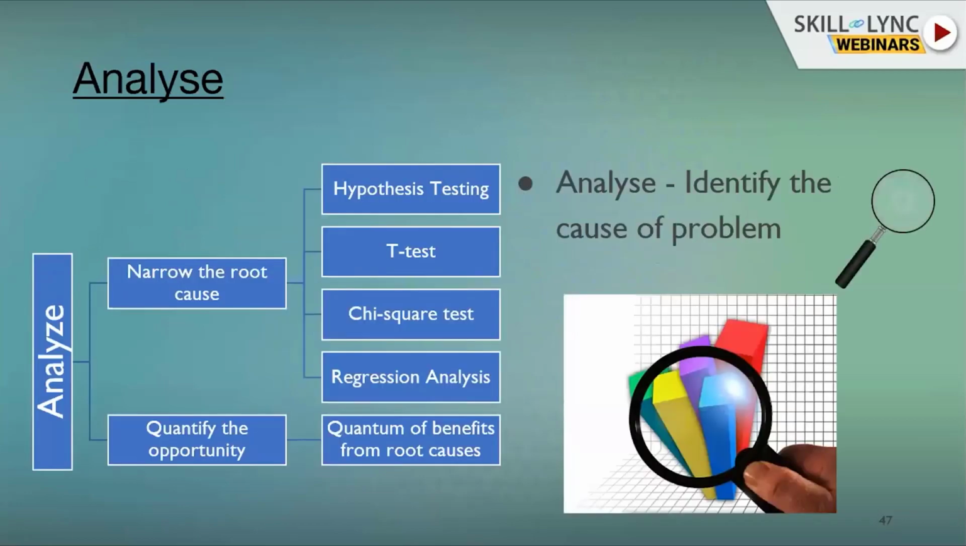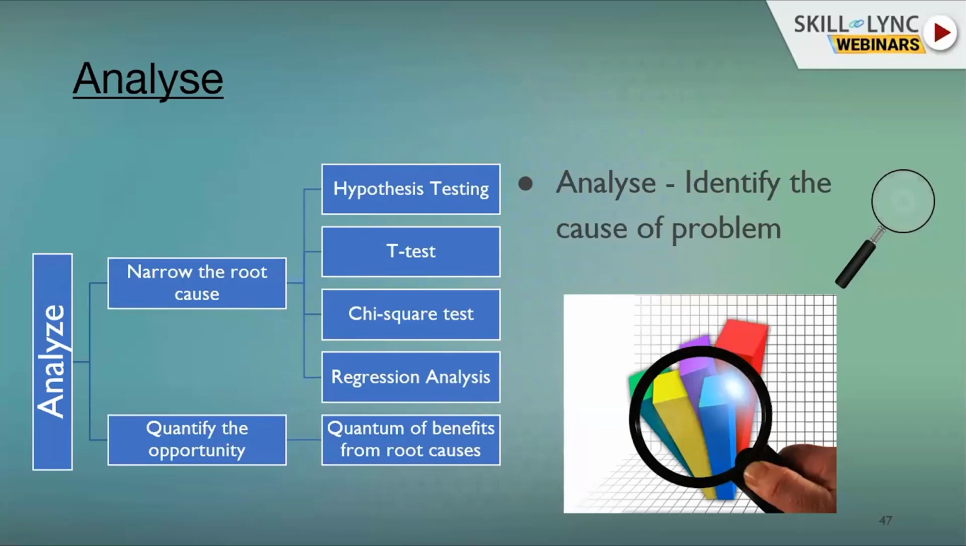Then we analyzed. What we do in Analyse is narrow the root cause. Whatever we found in the Ishikawa diagram, we narrowed down to root causes by hypothesis testing, t-test, chi-square and regression analysis. Here we did the hypothesis testing and regression analysis. Chi-square is done only for qualitative measurement, like the RAM is black or white. When a qualitative concept such as color comes into the picture, we use the chi-square test. For quantitative tests, we use hypothesis testing, t-test and regression analysis. We need not understand it in detail at this phase, just the basics.